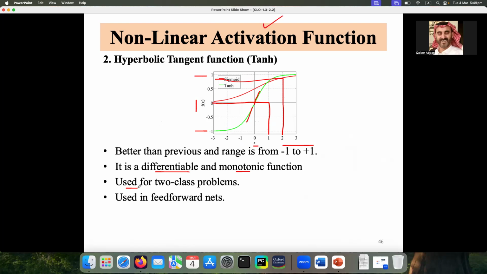And you can use it for what? Again, two-class problems, binary classification. And you can use it in feed forward neural networks. Normally used in feed forward neural networks.